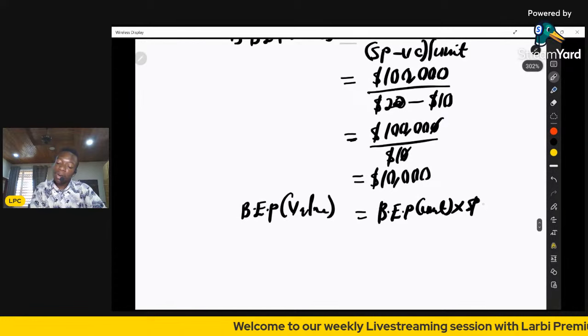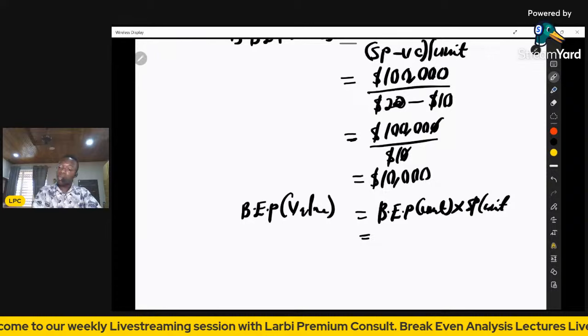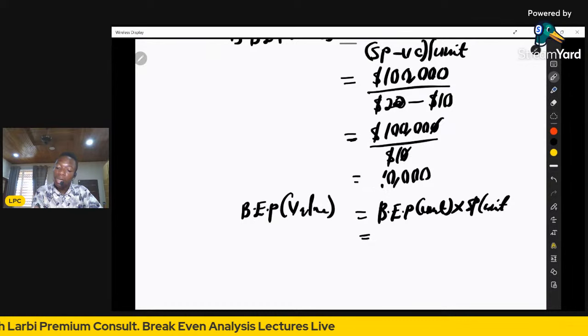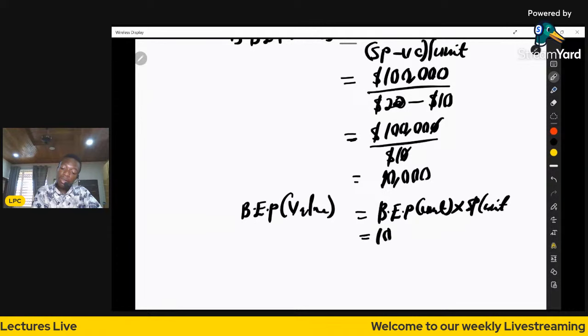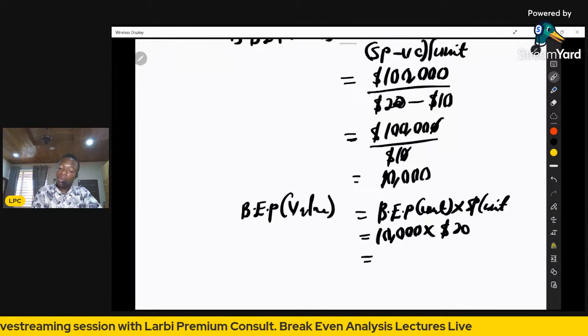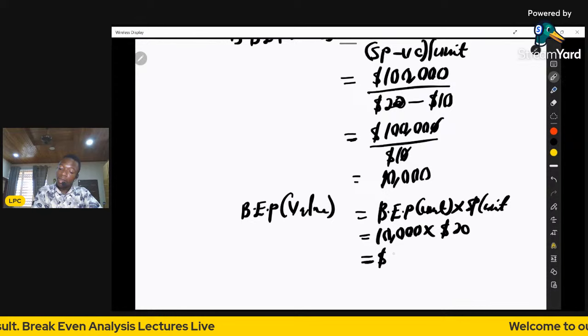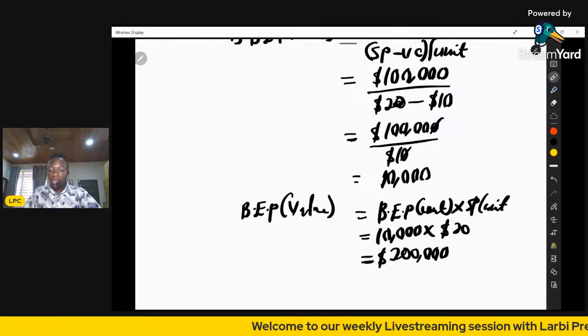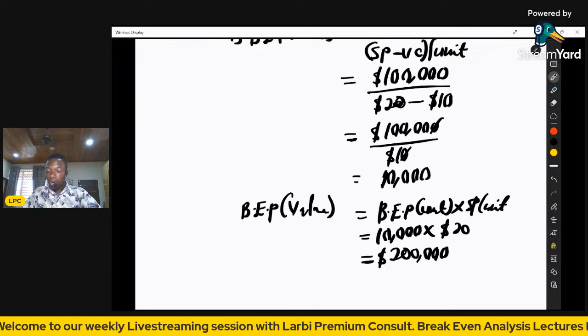So what were we getting as break-even point in terms of units? So here it should be in units. So 10,000 units, right? So we have 10,000 units of biscuit multiplied by the selling price of 20. So 20,000. So what are we getting in terms of value? We are getting, I think, 200,000, right? And I hope that is correct. So that becomes our break-even point in terms of value.